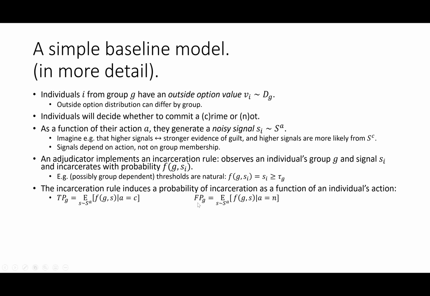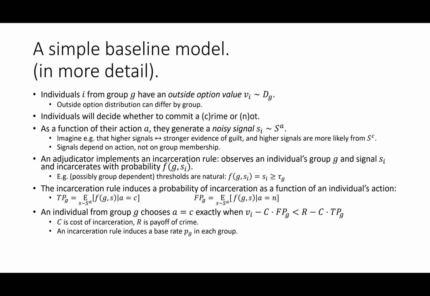And I can also talk about the false positive rate. That's the probability that you end up going to jail given that you don't commit the crime, which is again just the expected value of this incarceration rule function given that the signal is drawn from the no crime distribution. Okay, so once I fix the incarceration rule, now individuals can start to reason about, okay, what's the chance that I'm going to go to jail if I commit the crime versus if I do not?